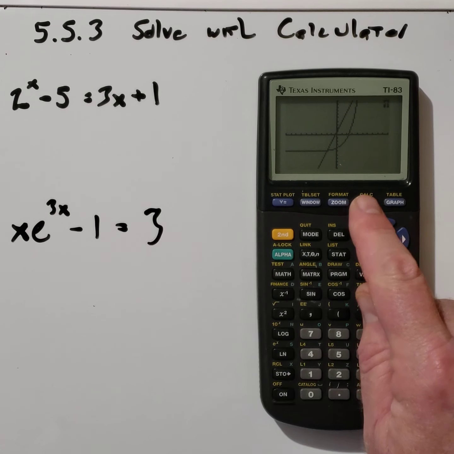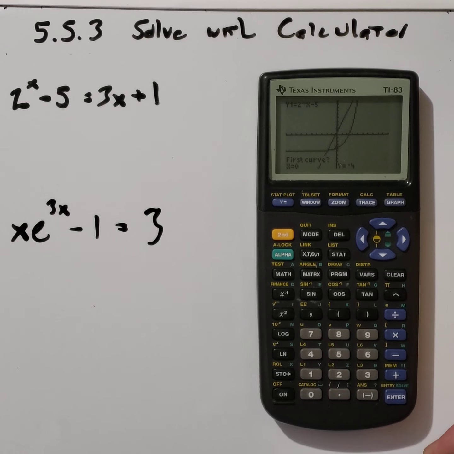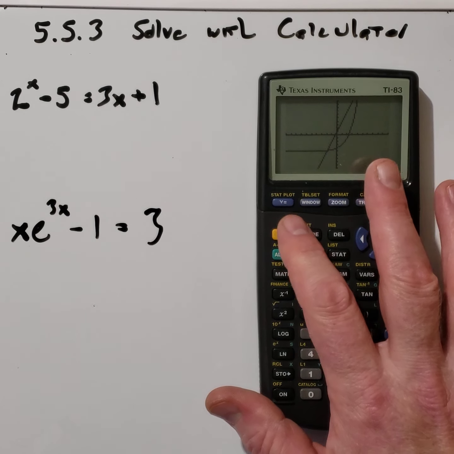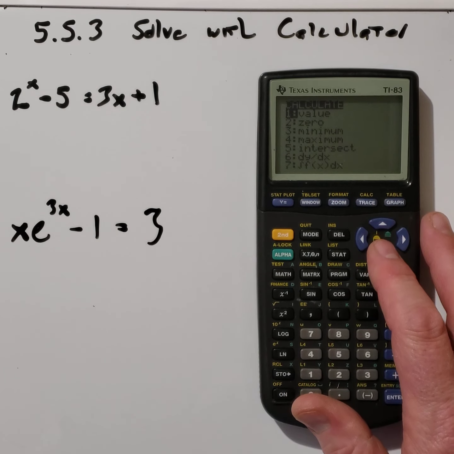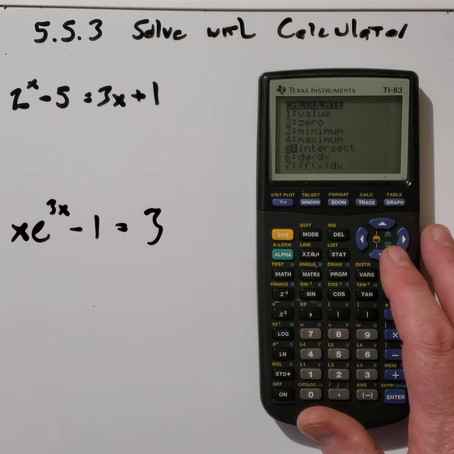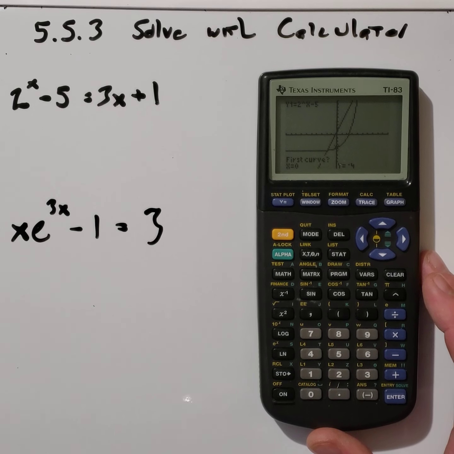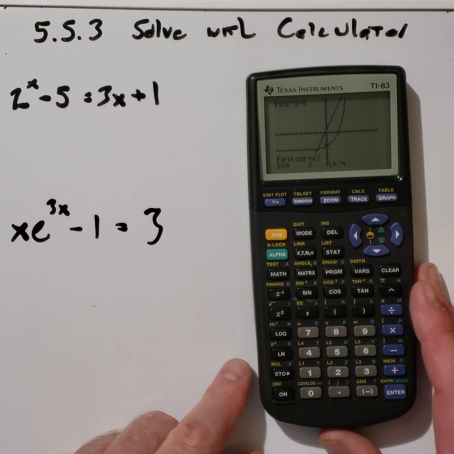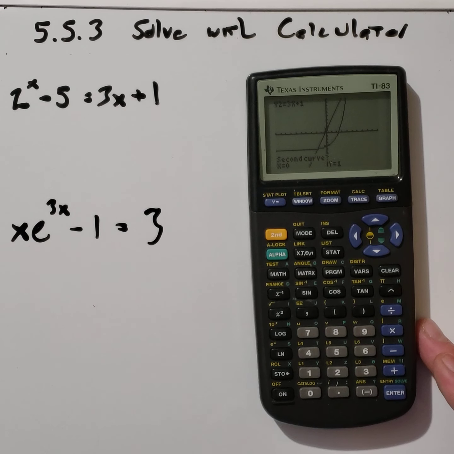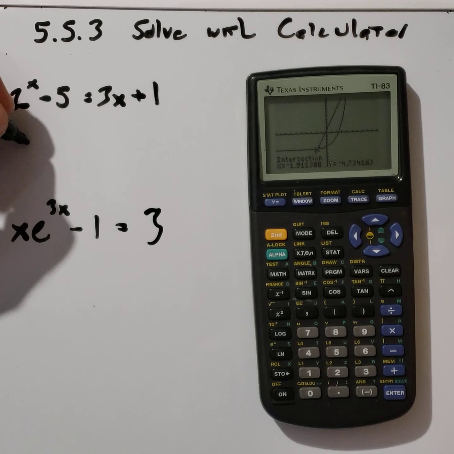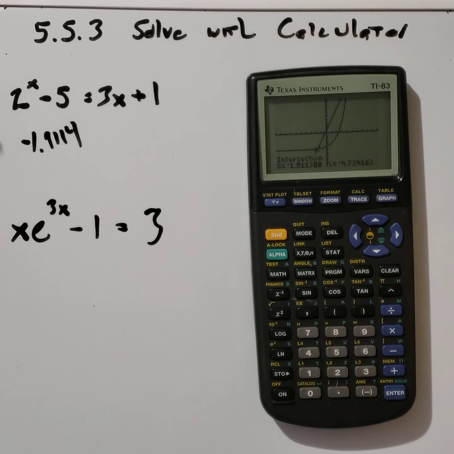So second Calc 5. Second Calc brings us to this menu, and we want to find where two curves intersect. So we hit 5 or arrow down to select that. And it asks us which curve. First curve is that one there, so enter to select it. Second curve, it selects the other one automatically, so enter. And then we get negative 1.9114 for our first answer.